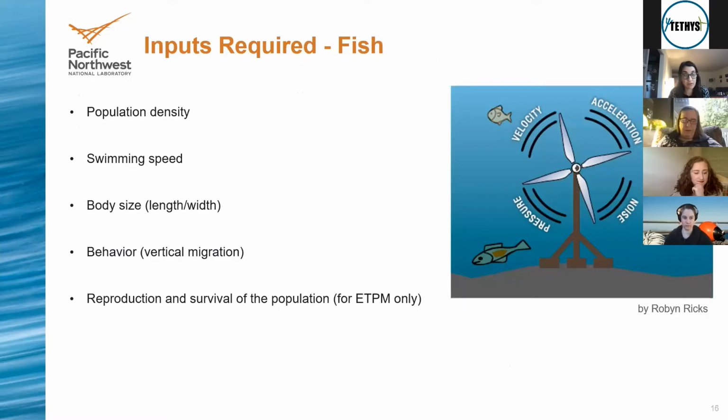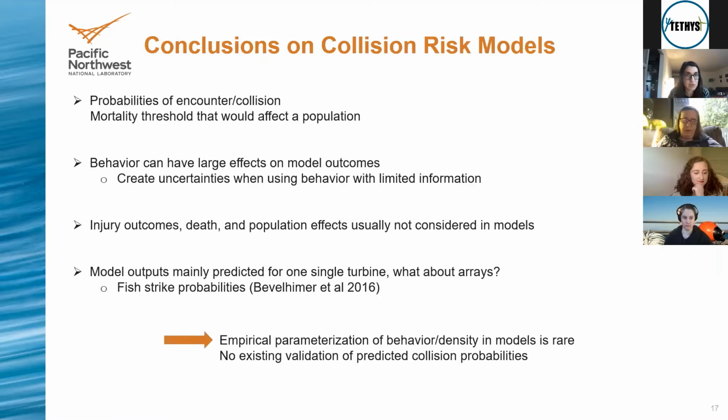Next. So overall, the inputs required in this type of model for fish to look at the collision risk are the population density, swimming speed, the body size of the fish, length and width, and behavior, which can be, for example, vertical migration. And in the case of the exposure time population model, the inputs required are the reproduction and survival of the population.